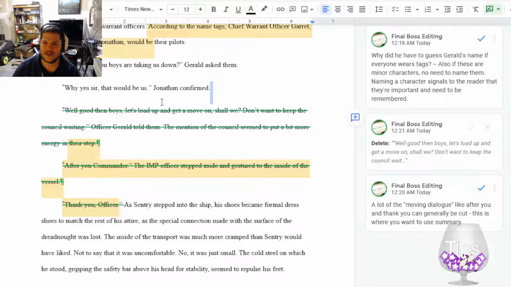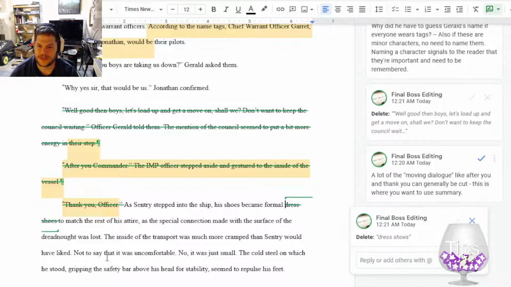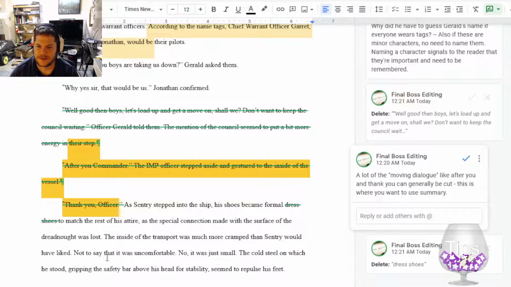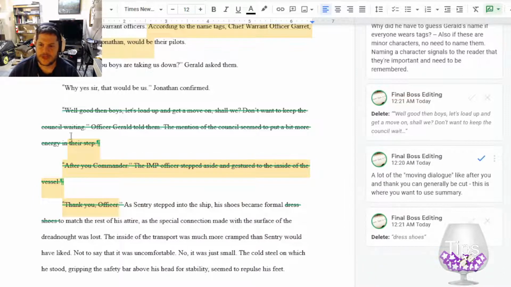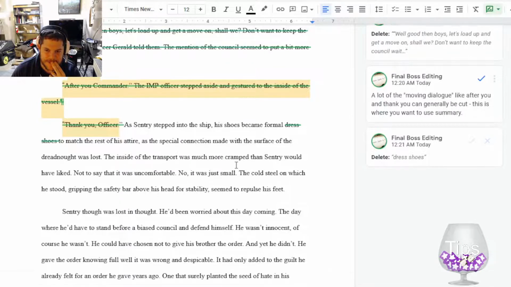You can just say OBS. And you just cut to: As Sentry stepped into the ship, his shoes became a formal dress, became formal to match his attire. As a special connection made with the surfaces, the readout was lost. Inside of the transport was much more cramped than Sentry liked.